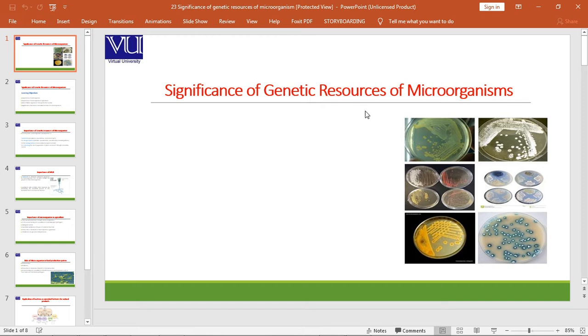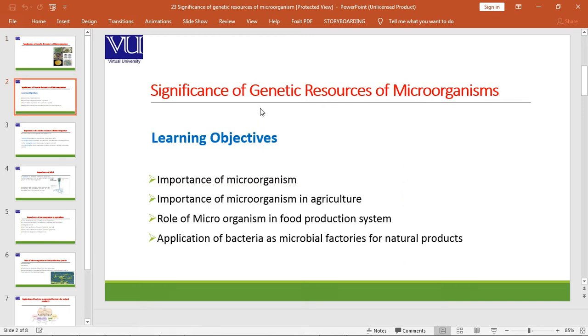Genetic resources of microorganisms. So in here the learning objectives: importance of microorganisms, importance of microorganisms in agriculture, role of microorganisms in food production system, and the implications of bacteria as microbial factories for natural products.